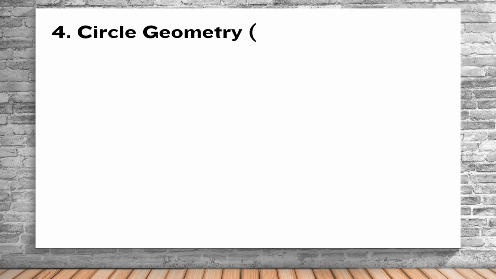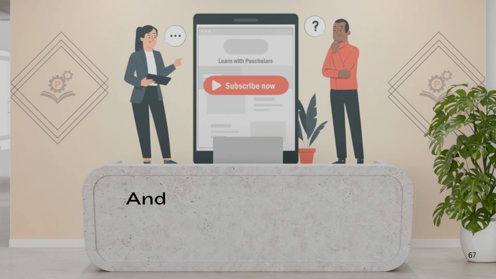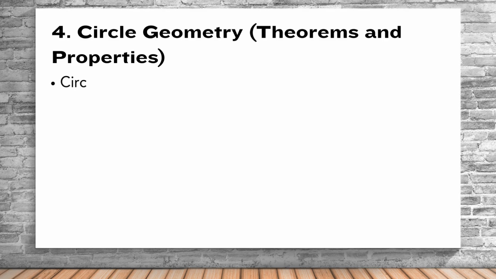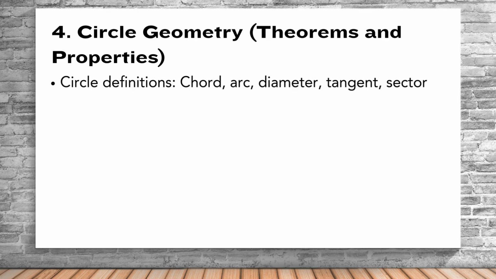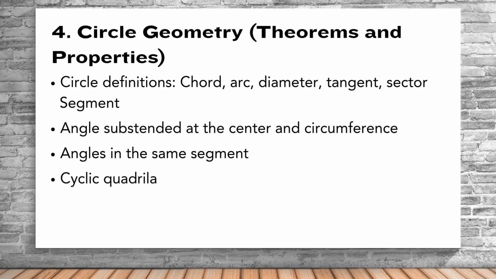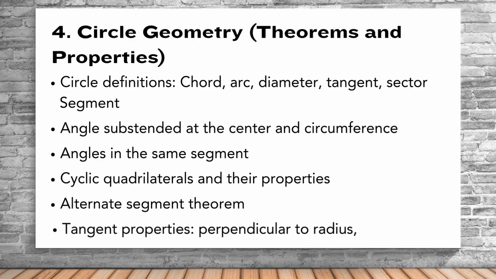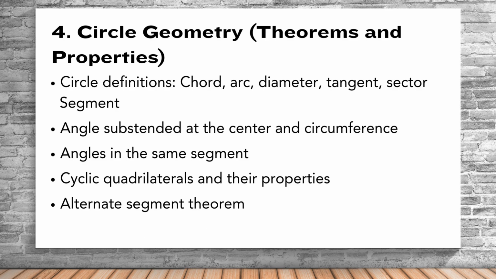The fourth subtopic is circle geometry, that is the theorem and properties. And under this we have circle definition, which include chord, arc, diameter, tangent, sector and segment. Next, angle subtended at the center and circumference. Next, angles in the same segment. Next, cyclic quadrilaterals and their properties. Next, alternate segment theorem. Next, tangent properties. These include perpendicular to radius, equal tangent length.